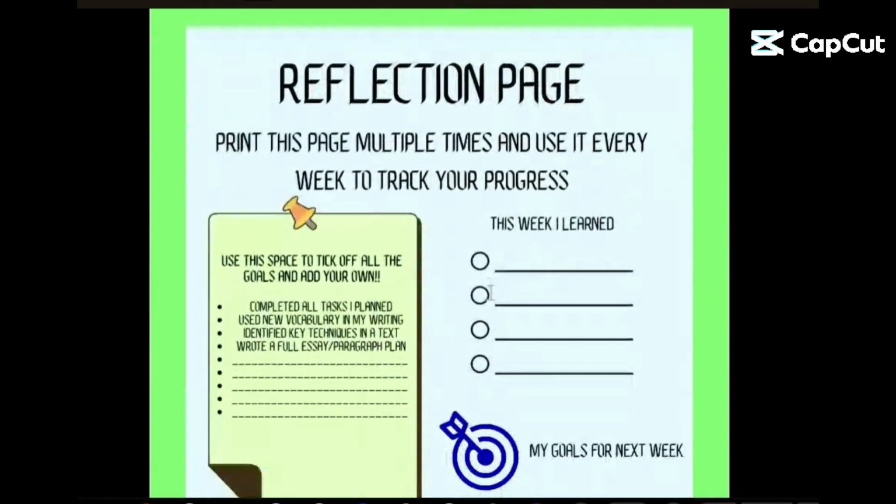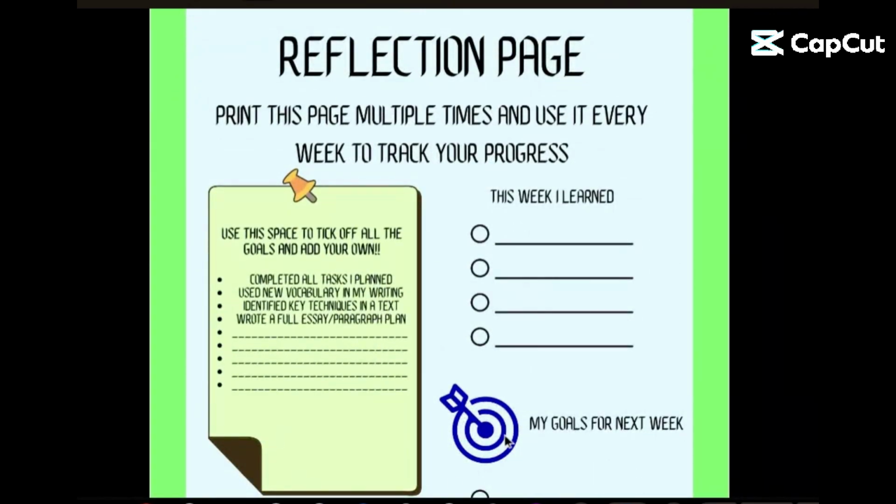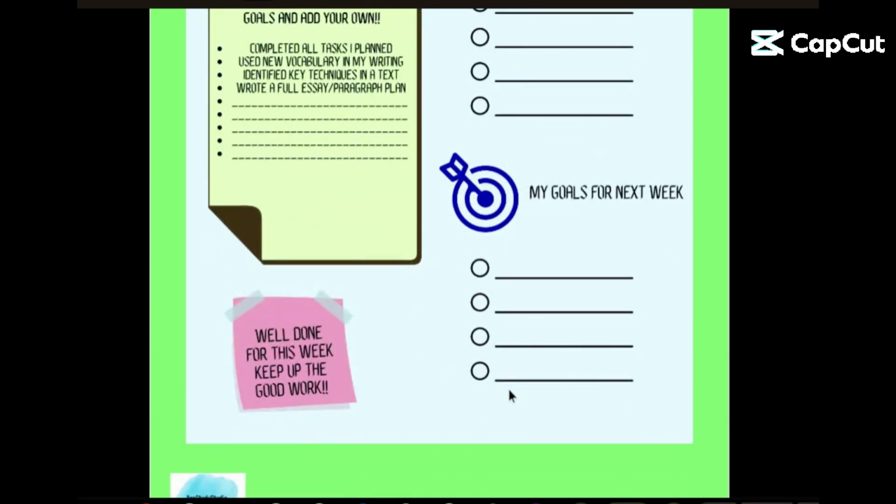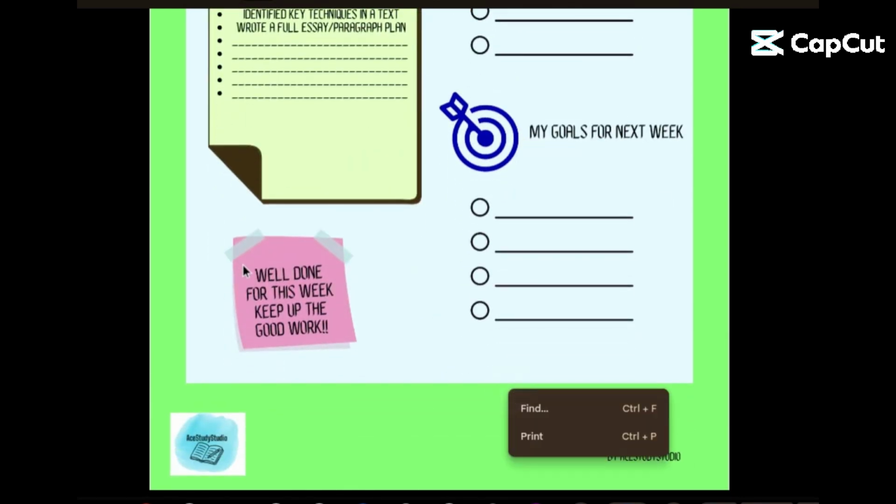And then finally, here's a reflection page. So if you do print this off, you can print this page multiple times and use it weekly to track your progress. So you write 4 things you learned that week, tick off the goals and add your own goals in here, write your goals for next week, and then there's a little well done sticker for doing so well.